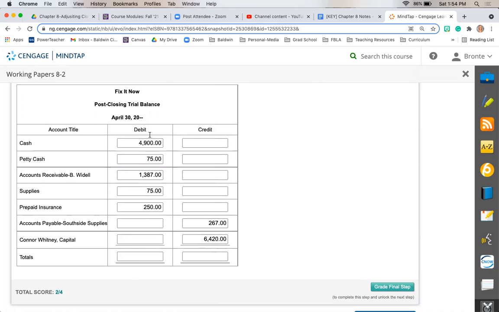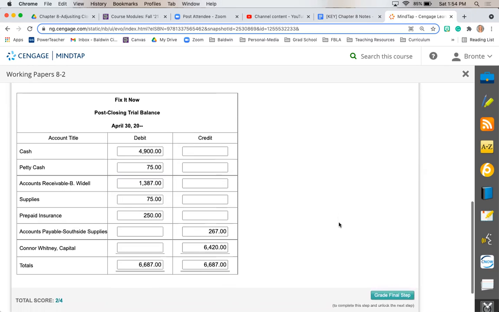Okay, now we just need to prove that debits equal credits and that all our assets equal our liabilities and owner's equity added together. So if I add up all my assets here, they equal $6,687. And if I add my liability to my capital account, it also equals $6,687. And that is a post-closing trial balance. You have successfully completed the accounting cycle. Go ahead and do the on your own and terms.